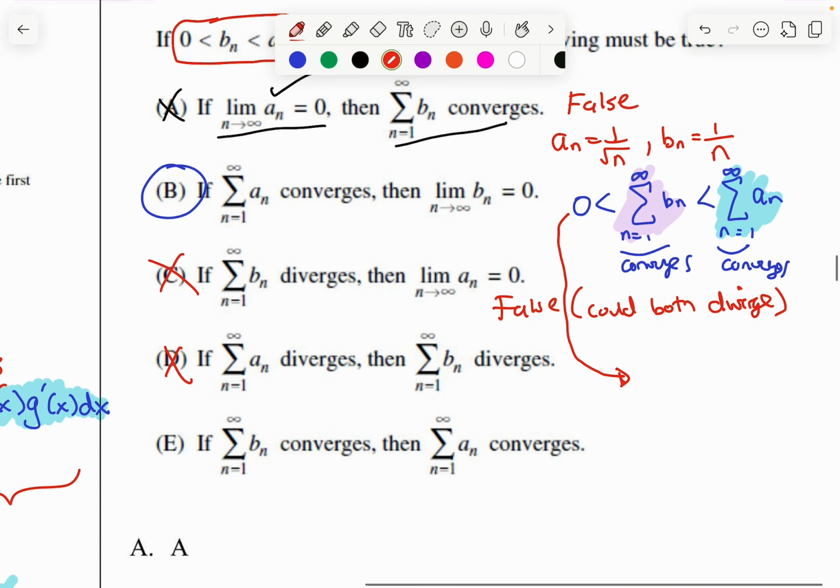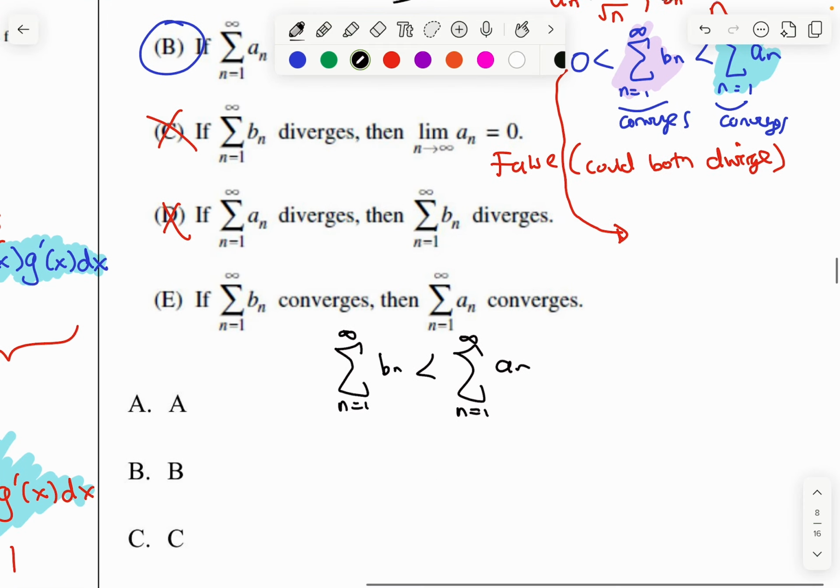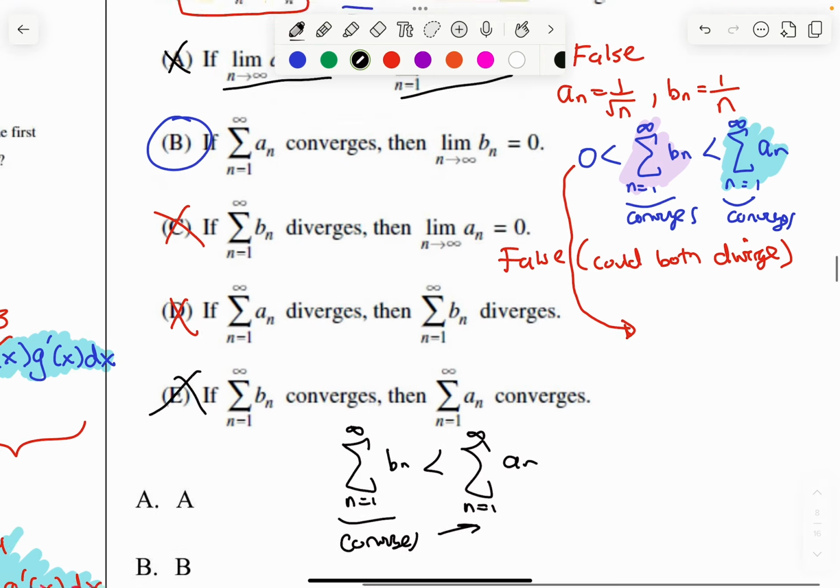And then this is kind of the reverse, right? So let's just write it again. A lot of this hinges on this relationship that I put above, right? So we know this is true. Okay, but just because this converges, obviously that doesn't say anything about what's happening here. That could converge or diverge. So the answer is B.